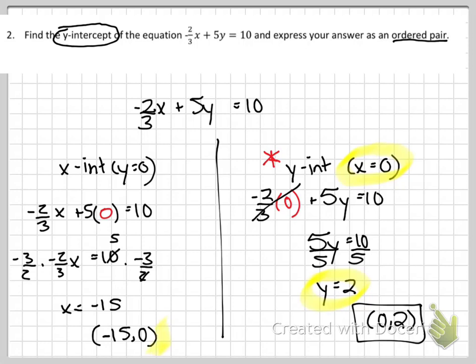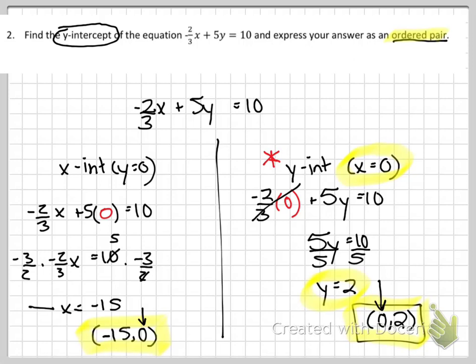So notice, if you're asked to find the x-intercept, that means that the y value is going to be 0. And notice that if you're asked to find the y-intercept, then your x value is going to be 0. So again, spend some time studying how to find both the x and y-intercept. Make sure you know how to do that. And most importantly, make sure you understand that at the end, you have to rewrite it as an ordered pair.